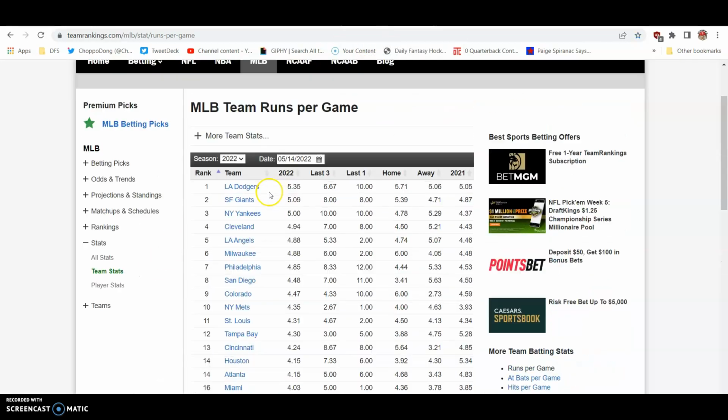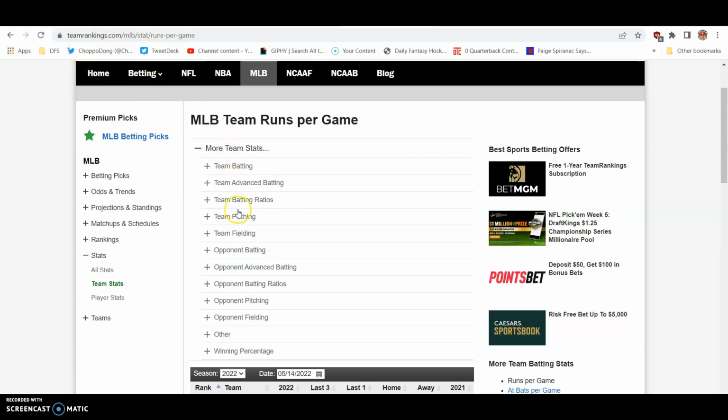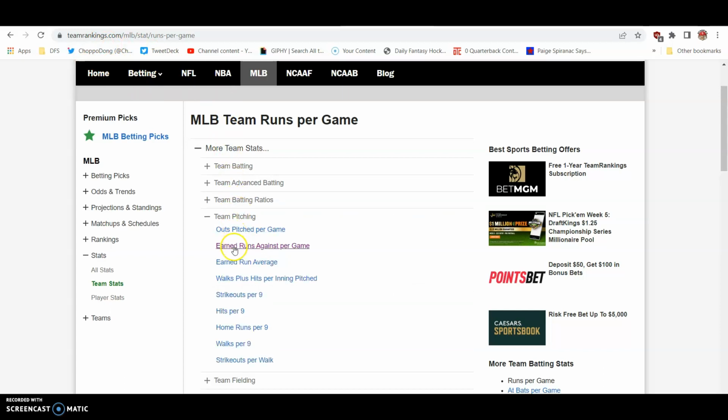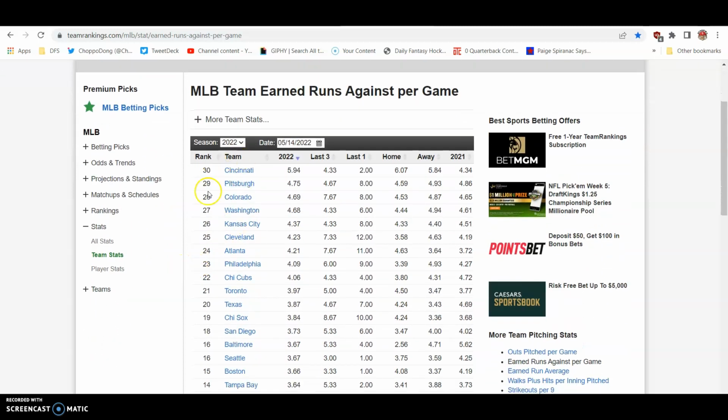I've used a site like this for runs per game. What is this? TeamRankings.com. I can go into pitching stats, and this is where I really like this site: earned runs against per game. If I sort by the 2022 numbers, I can see the teams with sucky pitching staffs: Cincinnati, Pittsburgh, who coincidentally play each other today, Colorado, Washington, Kansas City, Cleveland. These are the guys that have a hard time pitching. They're allowing a lot of runs. These are the teams we should naturally be stacking against.